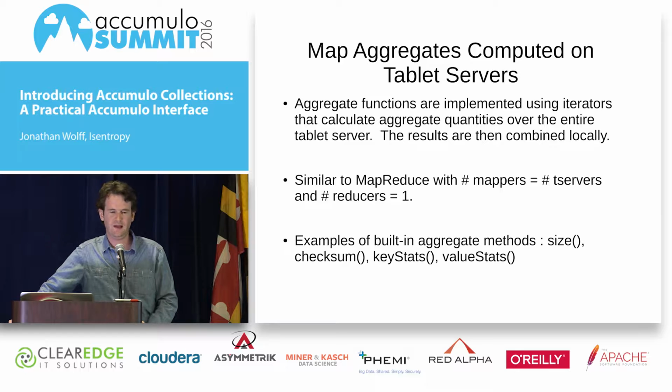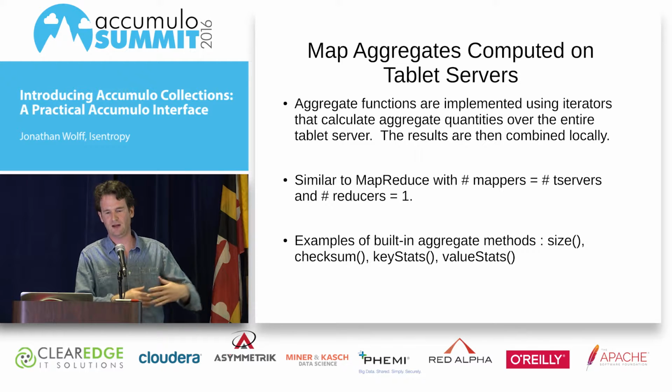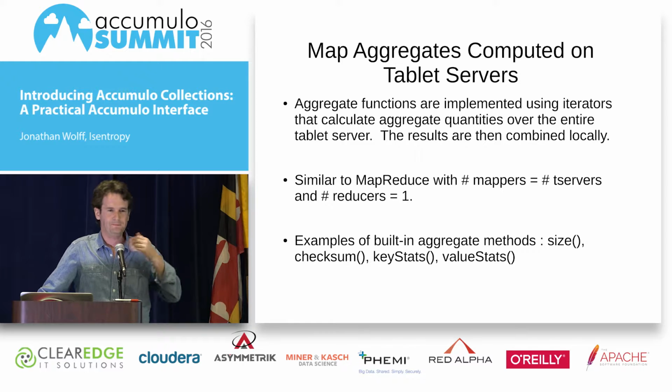It's kind of similar to MapReduce in that each tablet server computes its own aggregate, and then those aggregates are then aggregated locally. So you can think of it as the number of mappers being the number of tablet servers, and the number of reducers is just one. It just aggregates it locally.